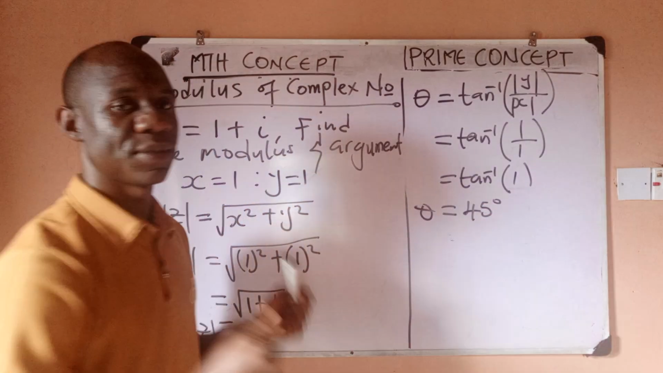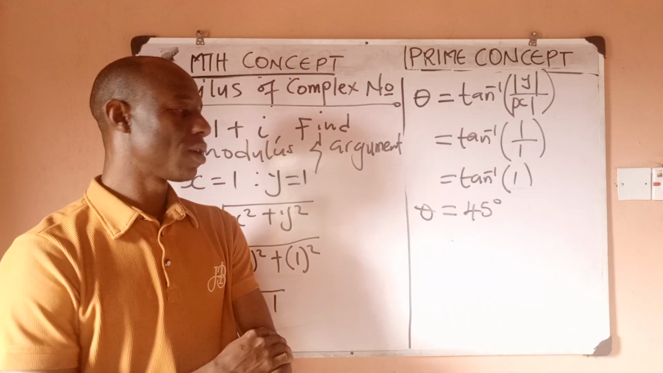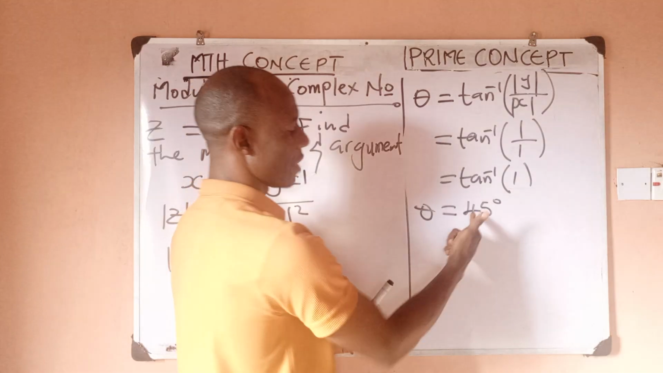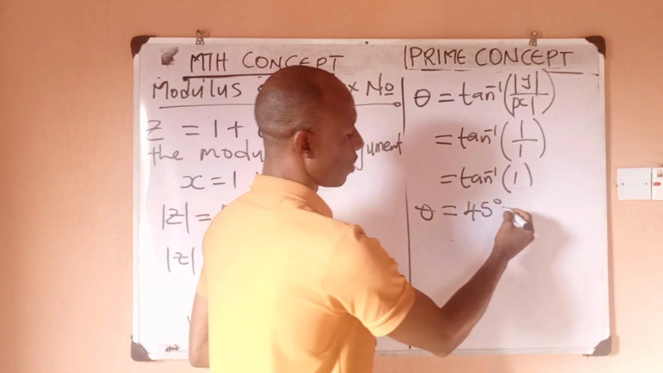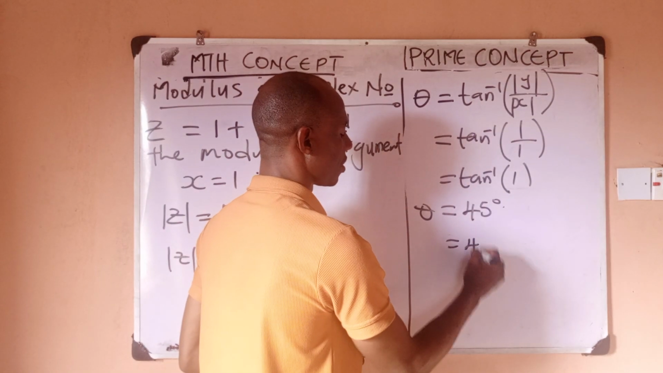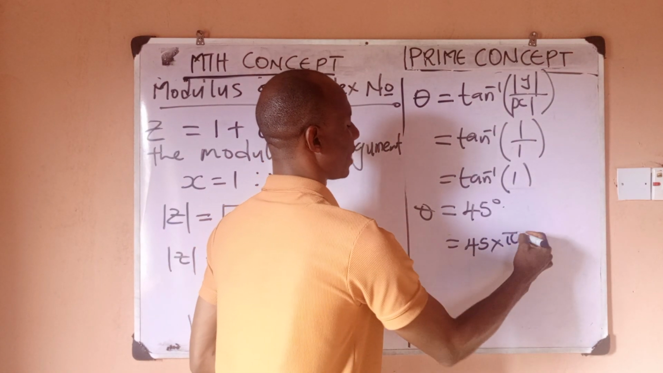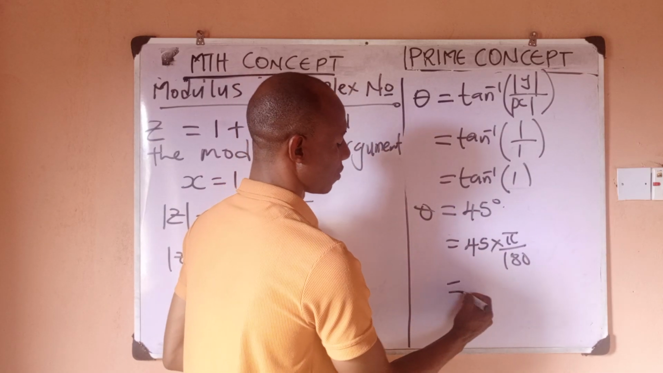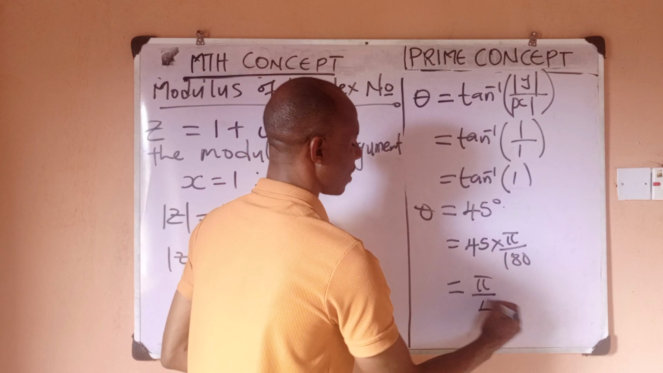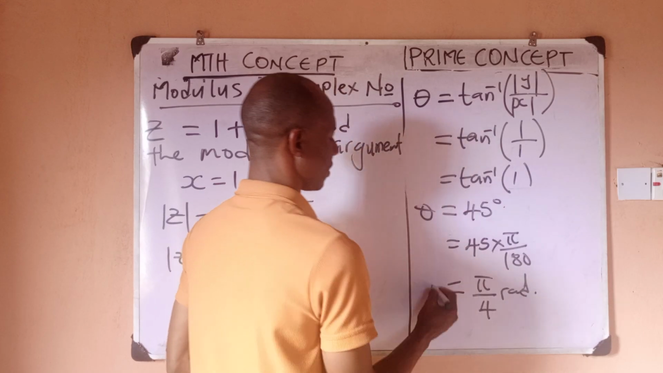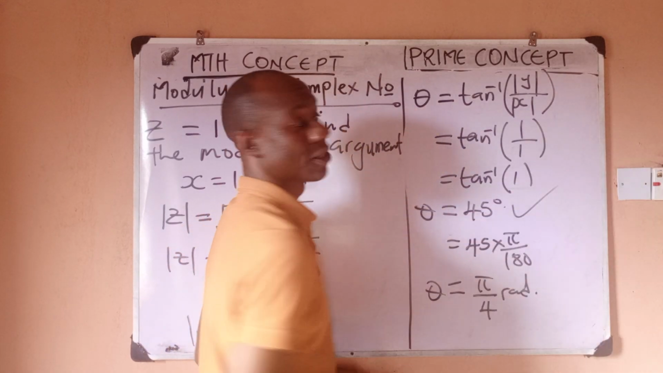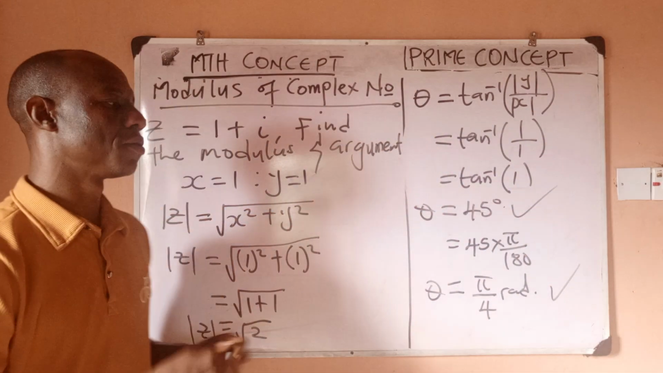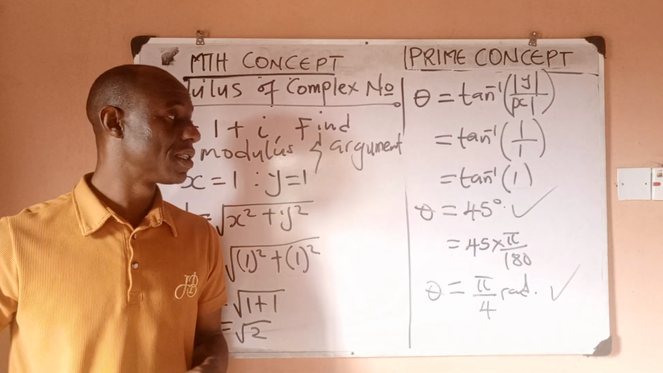But most of the time in complex numbers, we prefer to use angles in radians. To convert this to radians, I would simply multiply: 45 times pi over 180. When you reduce this, you finally get pi over 4 radians. So our answer is either 45 degrees or pi over 4 radians. Alright, so I believe this is very clear.